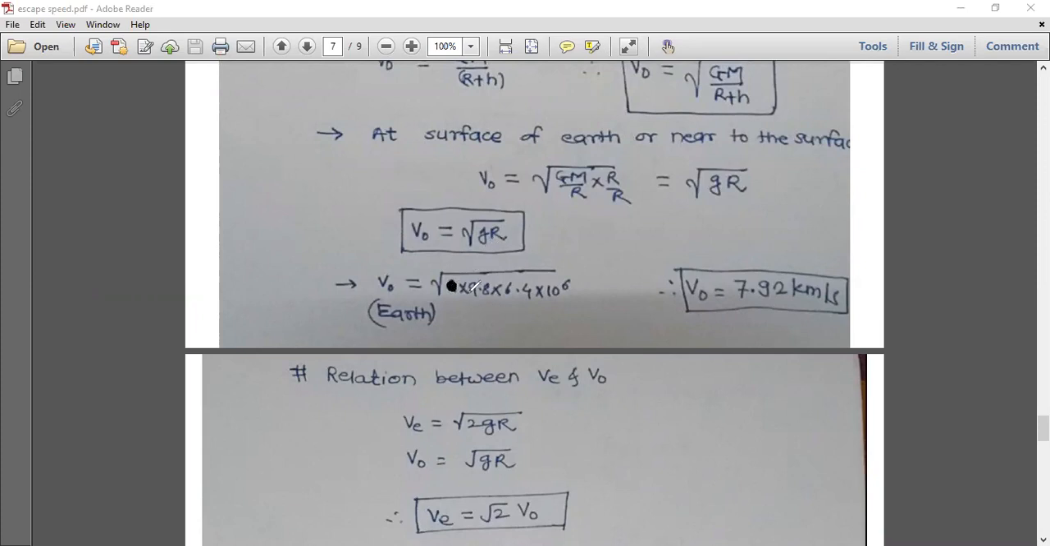Now v0, if we want to find orbital velocity, is equal to root gr. So root gr, substitute the g and r values. How much are you getting here? 7.92 kilometer per second. So just substitute the g value, and this is r, and how much are you getting? 7.92 kilometer per second. This is what? Orbital speed. Okay. Clear?